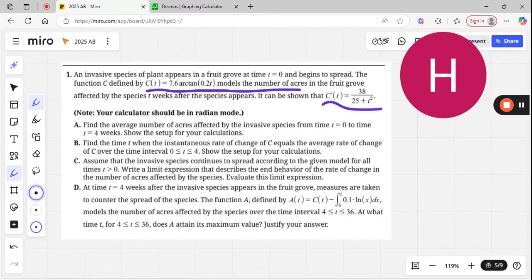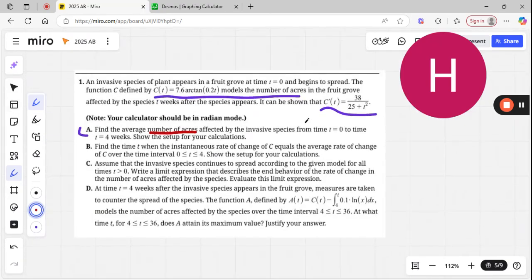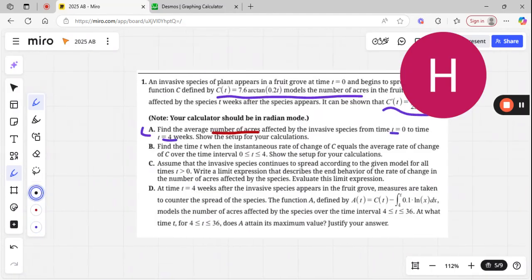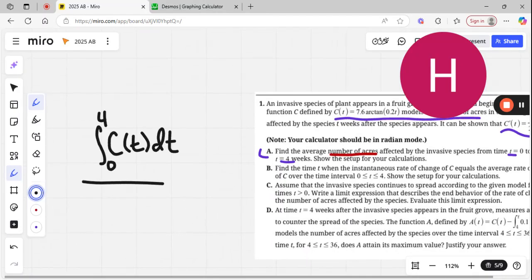Now they want us to find the average number of acres that are affected in part A. So what are we looking for? We're looking for the average number of acres from t equals 0 to t equals 4. So how do we find an average value? That's going to come down to using an integral. So we're going to use the integral of the number of affected acres, and we're interested in that from 0 to 4. This is going to tell us the total number of acres affected over the 4 weeks. But then we have to divide it by 4 so that we get an average number per week.